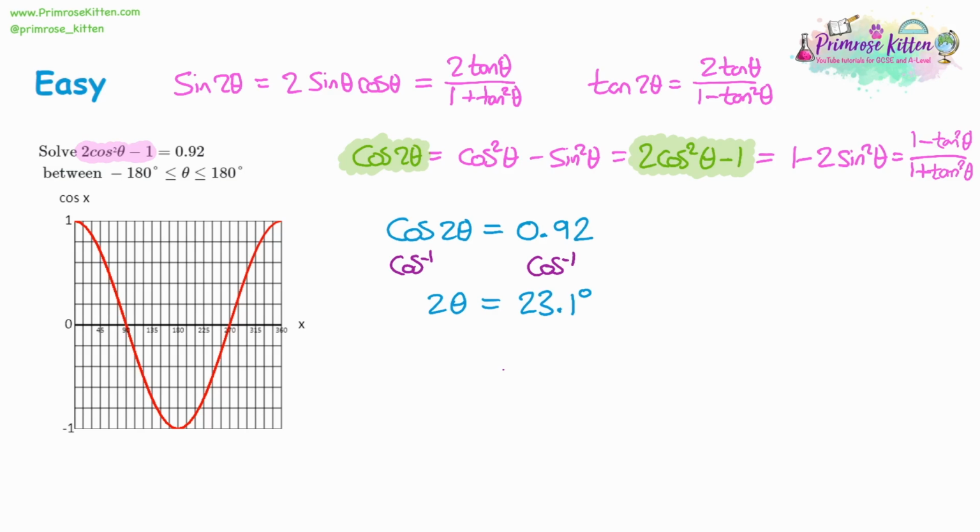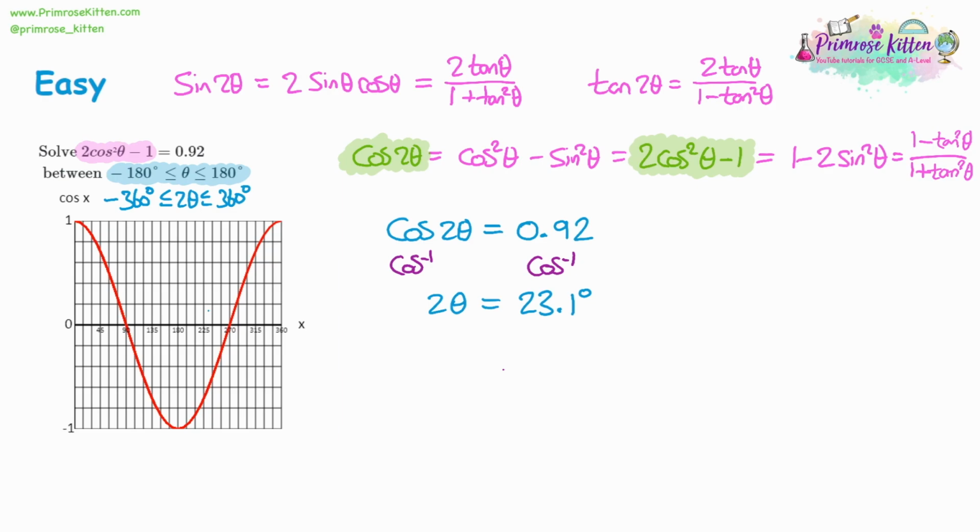Let's check our range. Our range is actually in between negative 180 and positive 180, but that range is for theta. We've got 2 theta. So the range for 2 theta will be double that. It'll be in between 360 and negative 360. If you look at what I've just written down here, I just multiplied every single part of the inequality by 2, with the middle part being especially important because it's showing that this is a range for 2 theta.